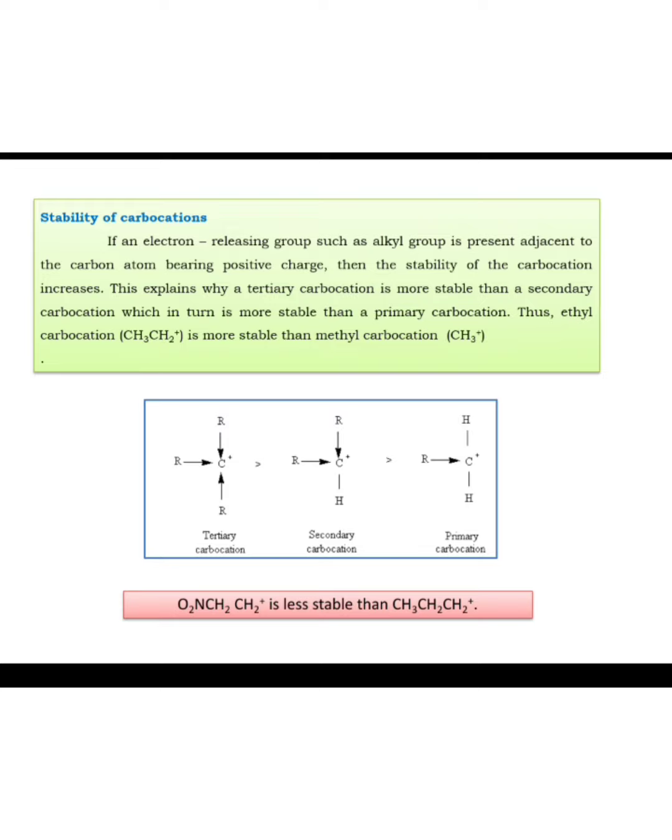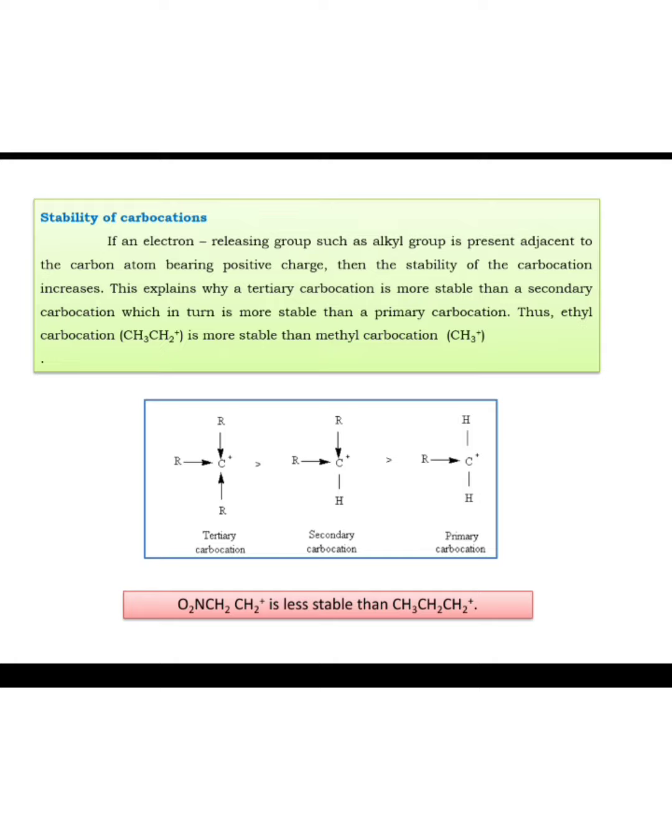Let us see about the stability of carbocations. When an electron releasing group like an alkyl group, which bears a plus I effect, is present near the carbon atom which bears the positive charge, that is the carbocation, it increases the stability of the carbocation. So here I have given three examples: the first one is tertiary carbocation, the second one is secondary carbocation and the third one is primary carbocation, and I have given the order of stability also.